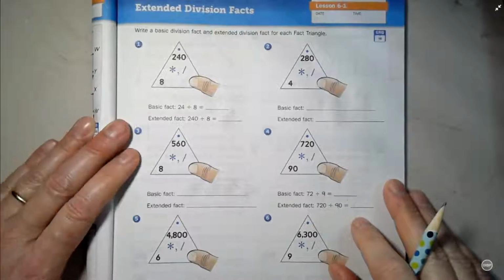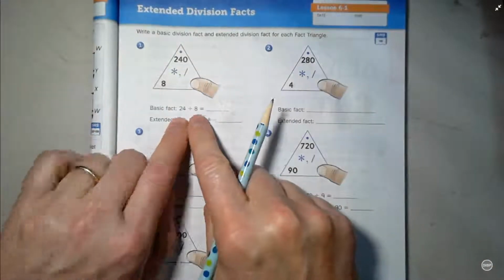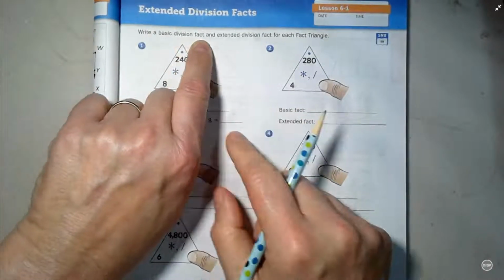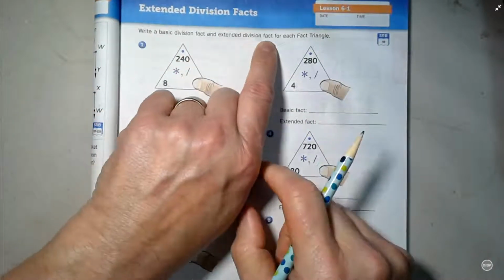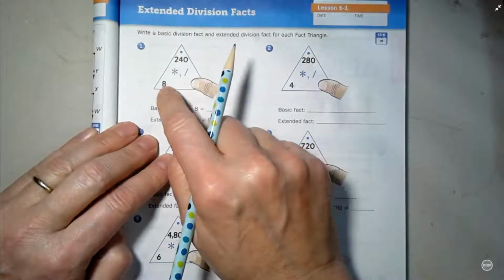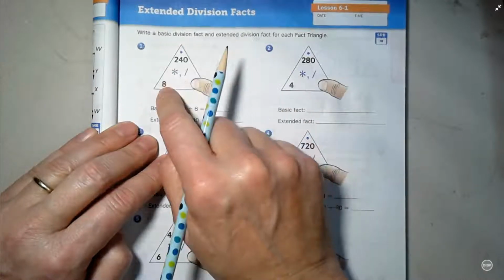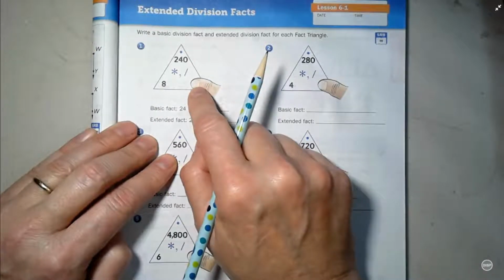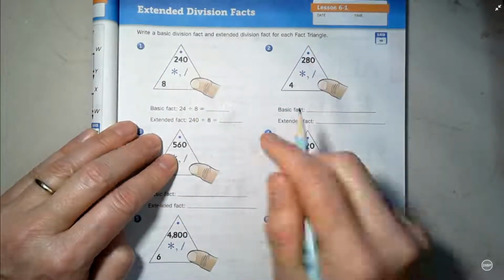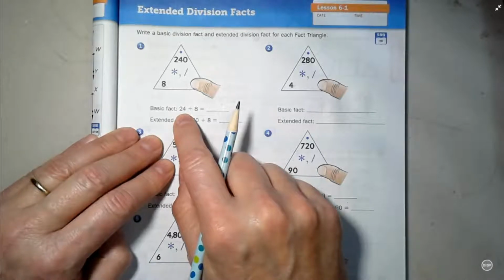Okay, so here's our Student Journal page, and let's see if we can't quickly go over this to check your work. 24, now again, let's look at the directions. Write a basic division fact and an extended division fact for each fact triangle. So remember, fact triangles work both ways, so we got 8 times some number would give us 240, but 240 divided by 8 is going to give us this missing number here, and they're asking for the division fact. So they're giving us an example here of what that would look like.